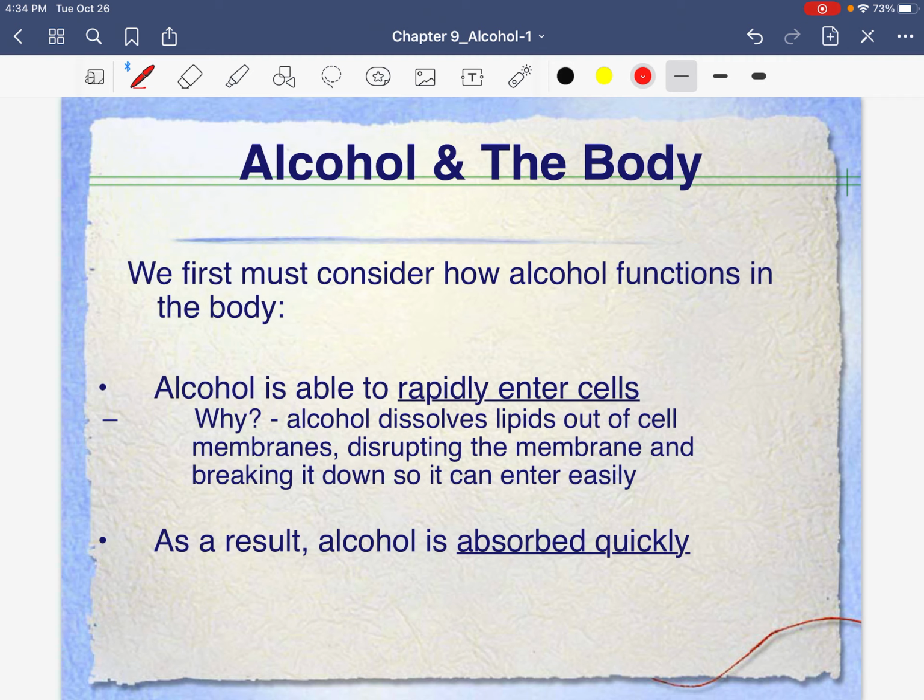Okay, so what are some of the differences in how the body handles alcohol? These are two things that basically say the same thing. Alcohol, because it is lipid soluble, is able to rapidly enter cells, and as a result, it is absorbed very quickly. Absorbed much more quickly than some of our nutrients. So this is one reason why we can feel the effects of alcohol quickly. It also means that it can have the negative effects more quickly.